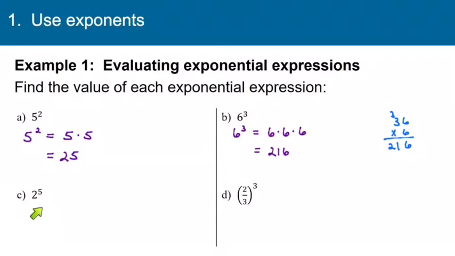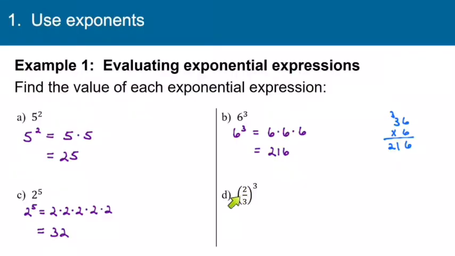Now let's look at part C. 2 to the fifth power would be 2 times 2 times 2 times 2 times 2. Okay, let's just go through this together. 2 times 2 is 4, times the next 2 makes 8, times the next 2 makes 16, and times the last 2 makes 32. So 2 to the 5th power is 32.